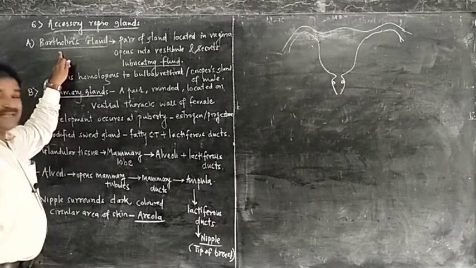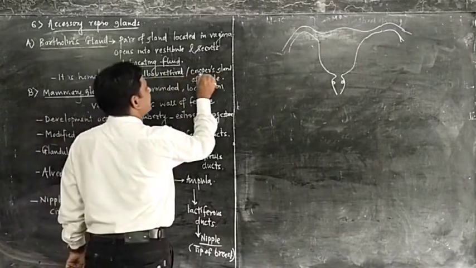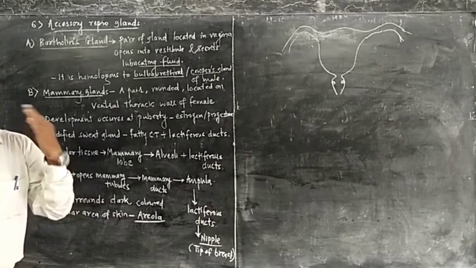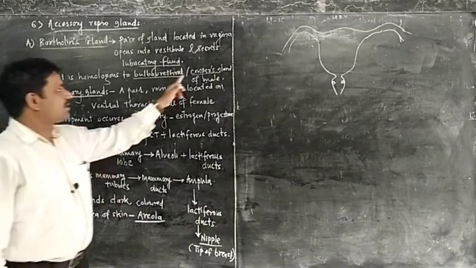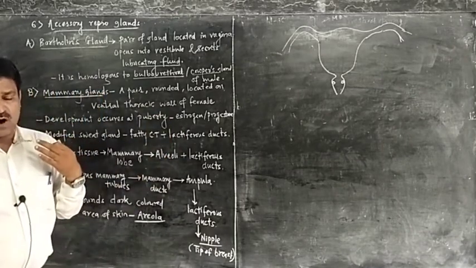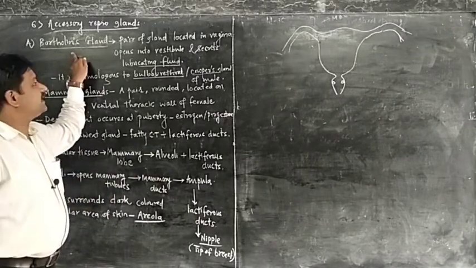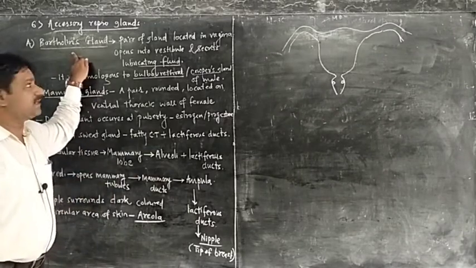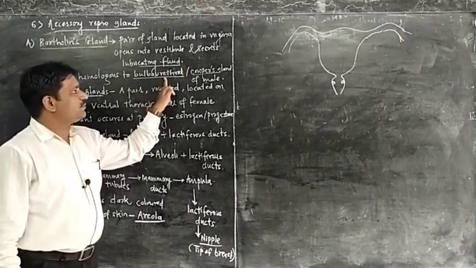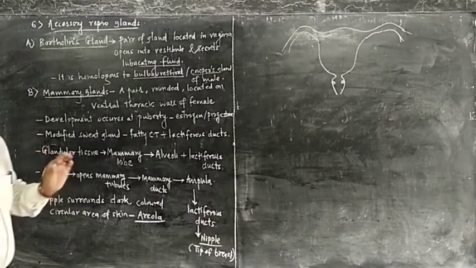And these Bartholin's glands are homologous to the bulbourethral gland of the male. In case of male, the bulbourethral gland or Cowper's gland secretes a lubricant. In case of female, Bartholin gland secretes the lubricant. That's why these Bartholin's glands are homologous to the bulbourethral gland of the male.